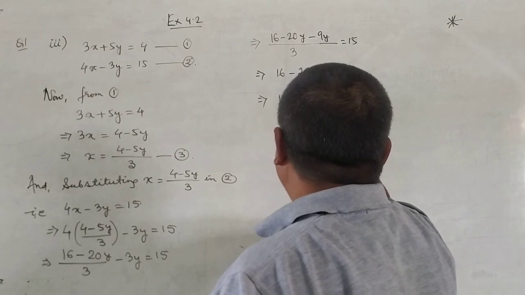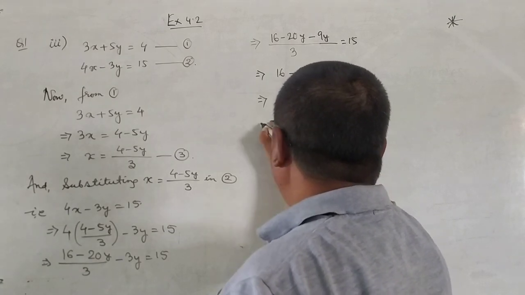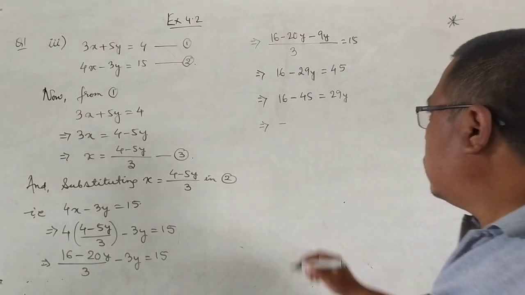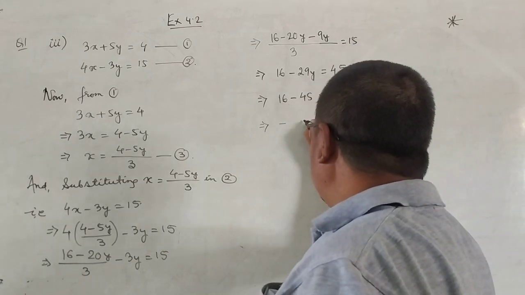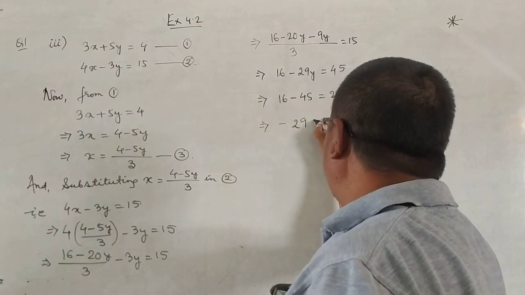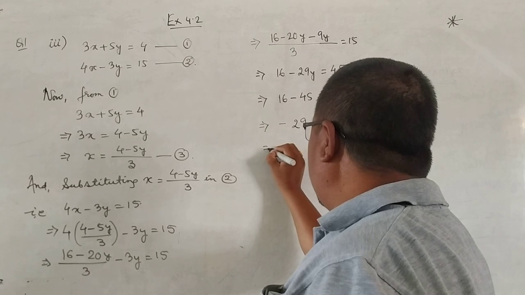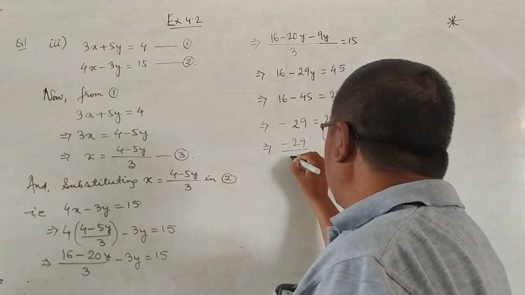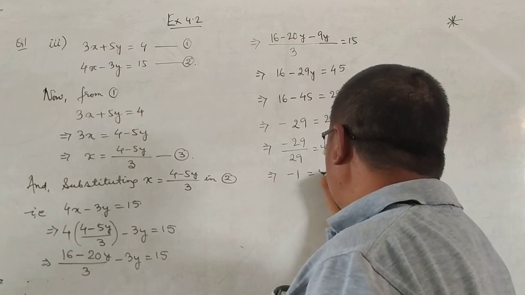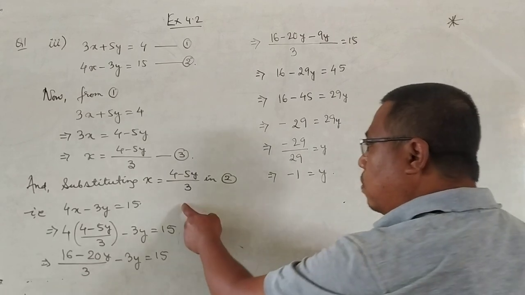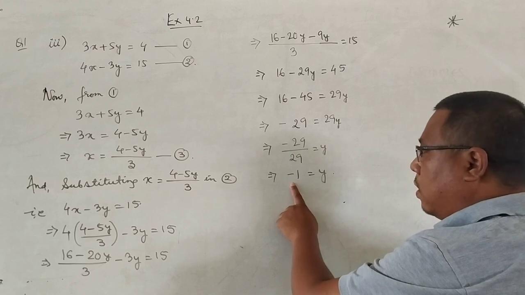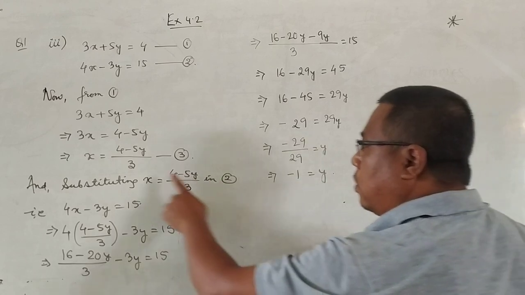So 16 - 45 = 29y, taking the terms to the proper side: -29 = 29y. Then the value of y is -29 by 29, so y = -1. So from equation 2, after substituting the value of x, we got y = -1. That y value we again substitute in equation 3.